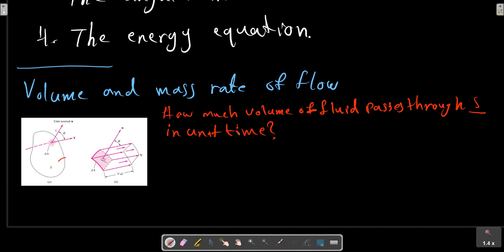If V typically varies with position, we must integrate it over the elemental surface dA, which is also shown in this picture. This is dA. Also, typically V may pass through dA at any angle theta to the normal. Let n be defined as the unit vector normal to dA, as shown in this picture. Then the amount of fluid swept through dA in time dt is the volume of this slanted parallelepiped, as in this picture here.